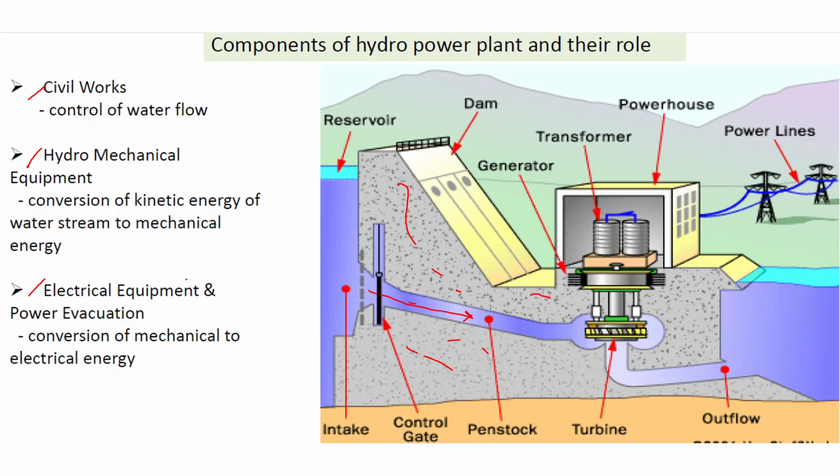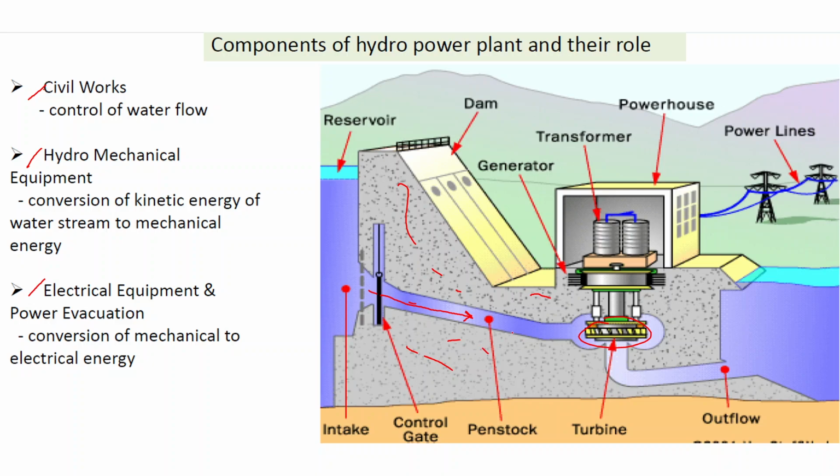Then the second part is the hydromechanical equipments. Basically, the hydromechanical equipments consist of the turbine part, which is involved in the conversion of the kinetic energy present in the water flow to mechanical energy. So this part here is the turbine part. It is basically involved in the hydromechanical equipments.